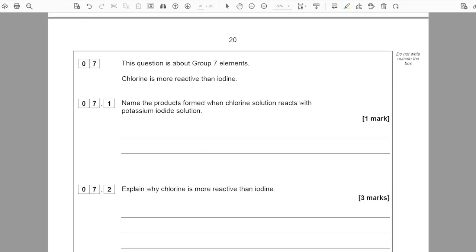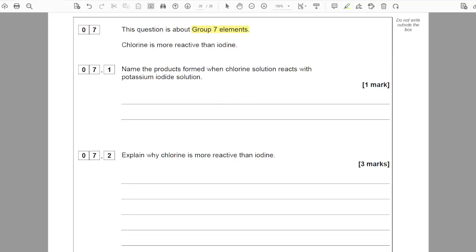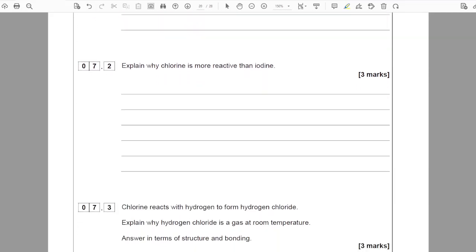Question 7 is about group 7 elements. Chlorine is more reactive than iodine. Name the products formed when chlorine solution reacts with potassium iodide solution. Well, chlorine is more reactive than iodine, so chlorine would take the place of iodine. Therefore, we would have potassium chloride, and iodine would be left out.